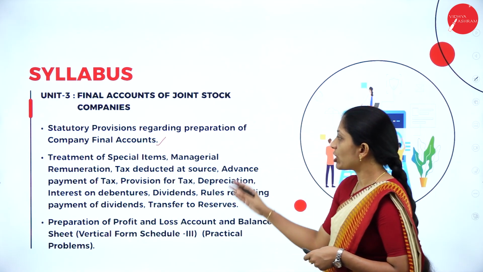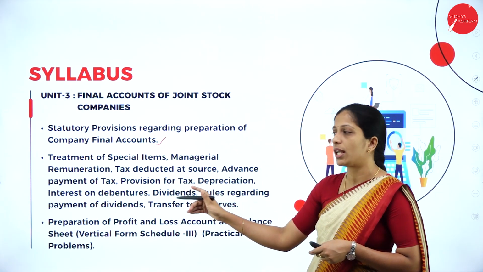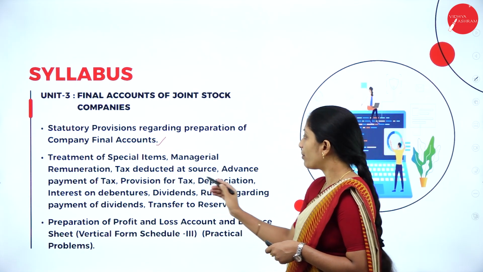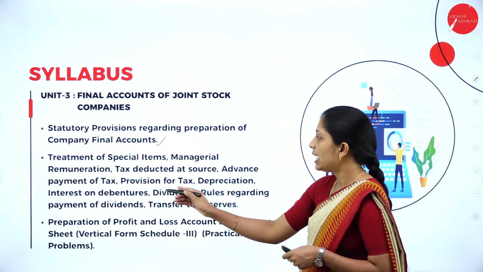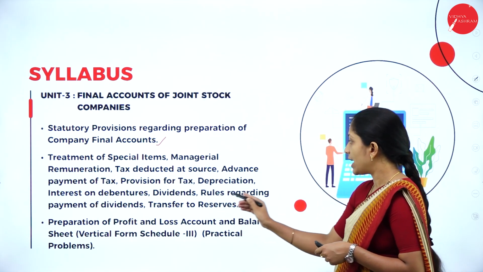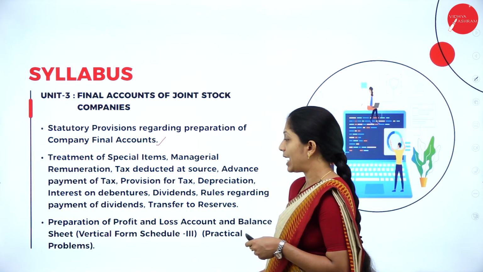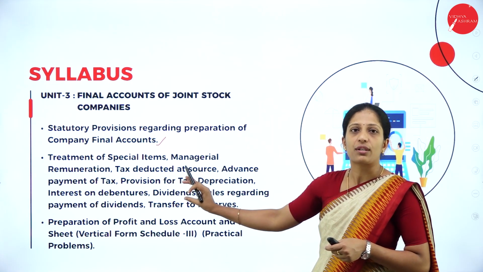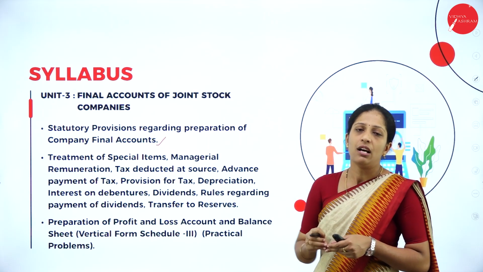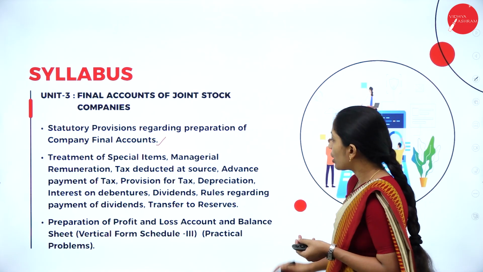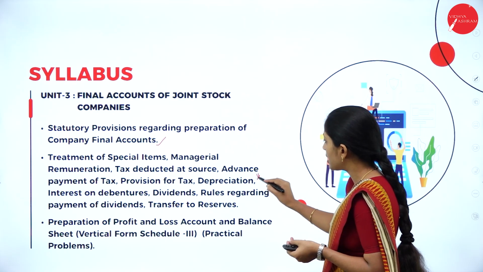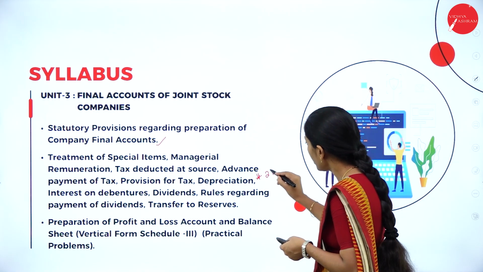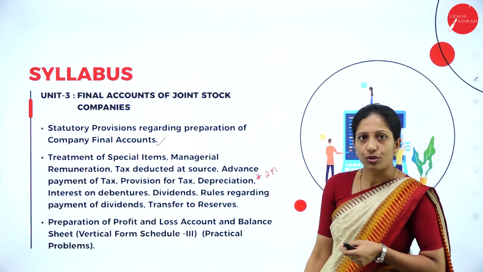Next, treatment of special items: managerial remuneration, tax deducted at source, advance payment of tax, provision for tax, depreciation, interest on debentures, dividends, rules regarding payment of dividend, transfer of reserve. So these are the few adjustments that you are going to include while preparing the final accounts of a company. In one of the question papers they have asked this question, what is depreciation, for 2 marks. So what is depreciation for 2 marks?